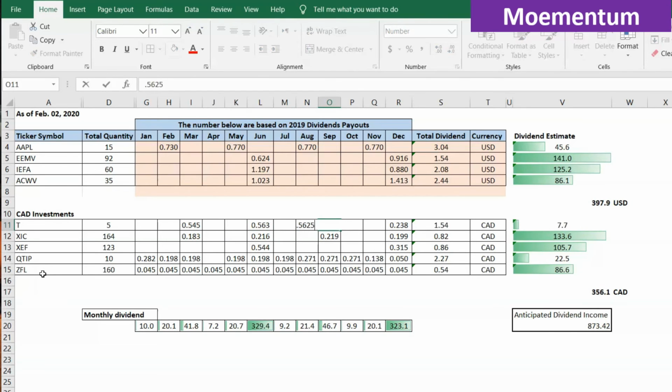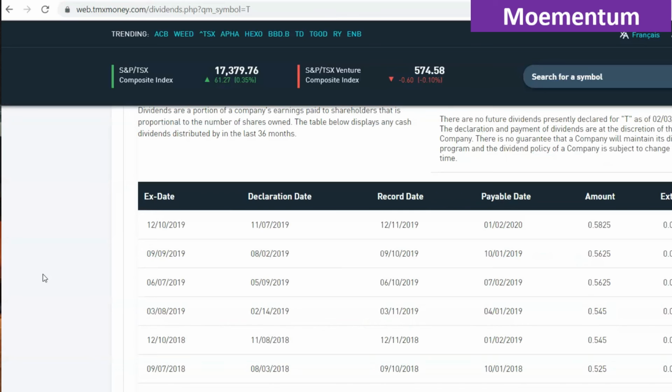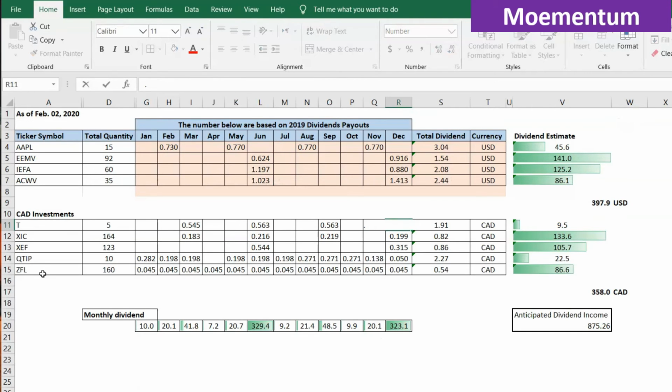Again, 0.5625. And lastly, for December, we had a payment of 0.5825. There you have it. If you have 5 shares of TELUS, your total paid out in 2019 was equal to $11.30, which is a fair enough projection for the 2020 year.